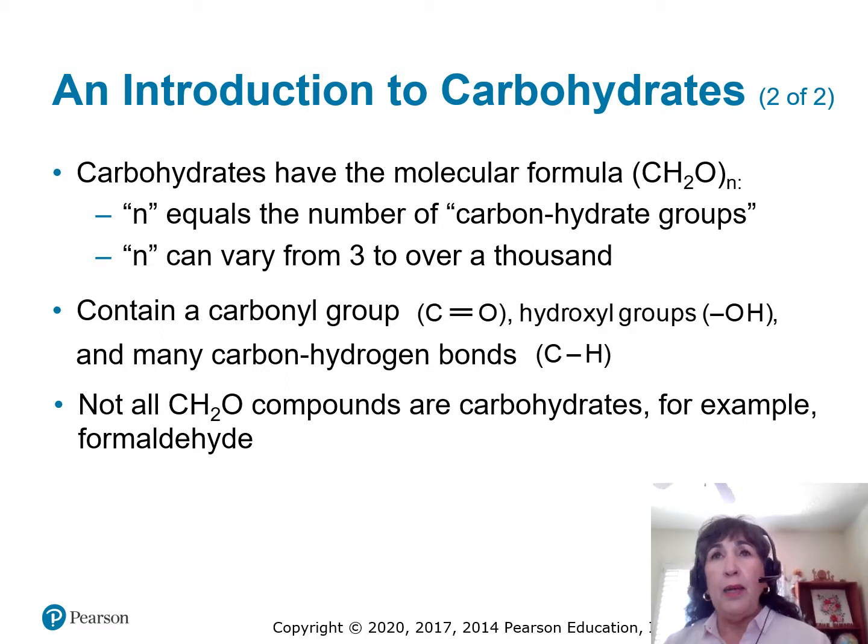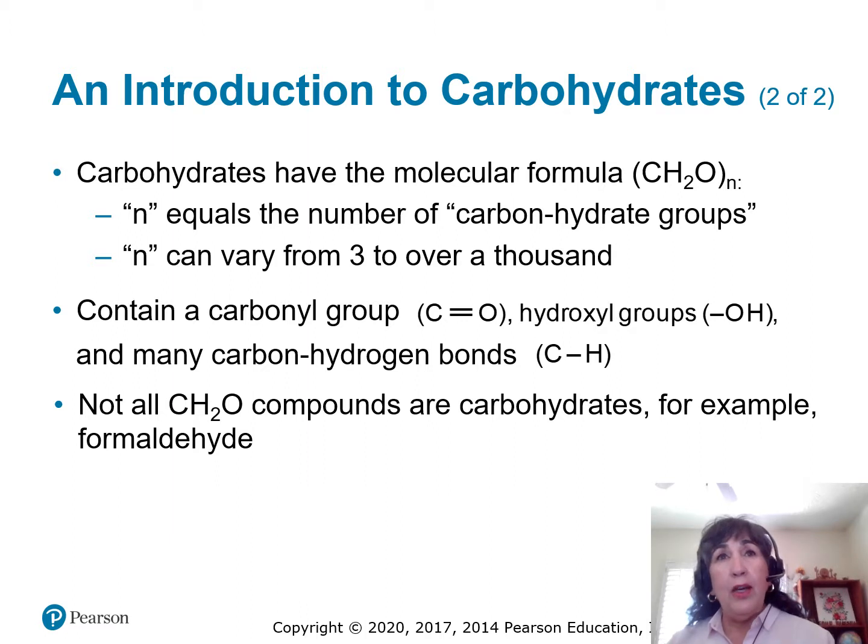Carbohydrates have a molecular formula of CH2O, with an N outside of the parentheses, and that N indicates the length of the chain. However many N's you have there will be the length of the chain. But the important thing to know is that when you look at CH2O, all sugars have twice as many hydrogens as they do carbons and oxygens. Does everybody agree? So for glucose, C6H12O6, notice that the number of carbons and oxygens is 6, but there's twice as many hydrogens, therefore there's 12.